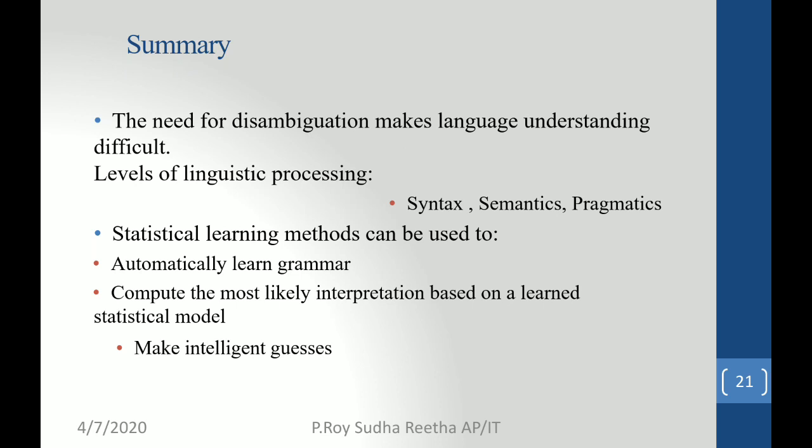And the summary: here, basically, we have seen the various levels of linguistic processing: pragmatic, syntactic, semantic, as well as discourse integration. And we have seen how natural language processing is comparatively explained with computer language, and what type of automatically learned grammar we have used, and also how it computes interpretation based on the learned statistical model. It also makes more intelligent guesses than humans. And this is the summary we have seen through all these slides.